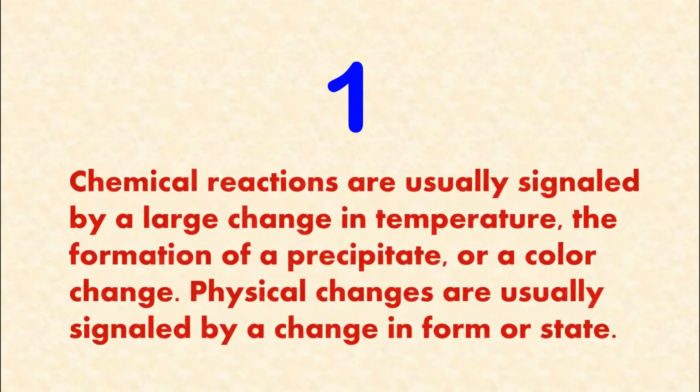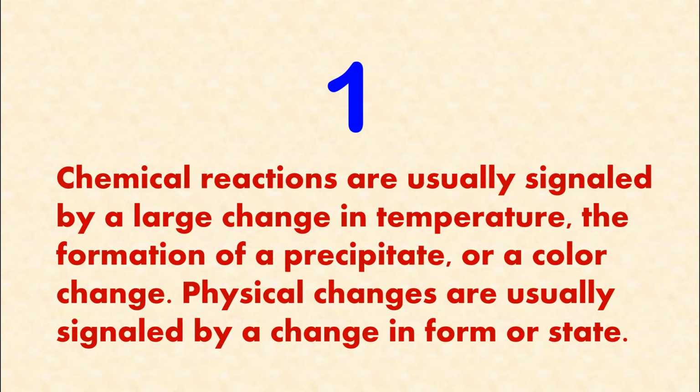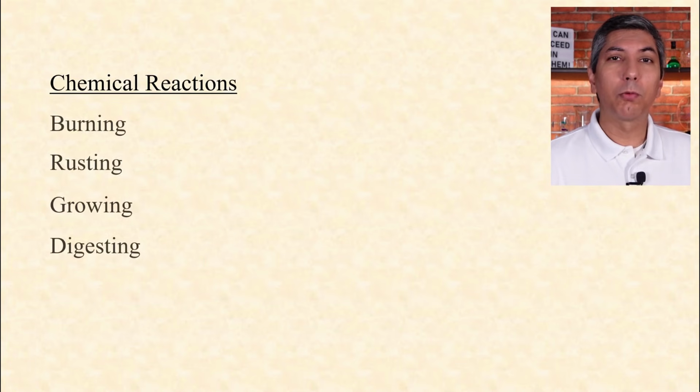Now, here are the 10 things you've got to know from Unit 4. Number 1. Chemical reactions are usually signaled by a large change in temperature, the formation of a precipitate, or a color change. Physical changes are usually signaled by a change in form or state. Chemical reactions include processes like burning, rusting, growing, or digesting.